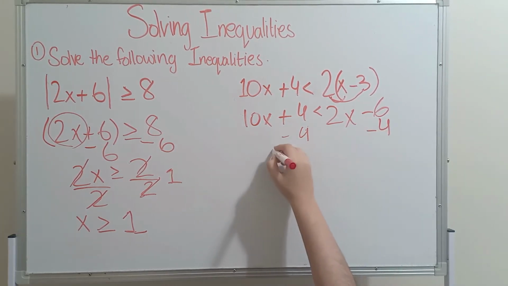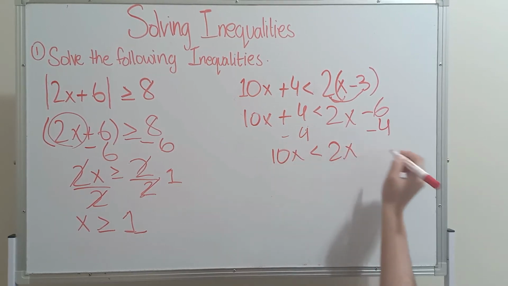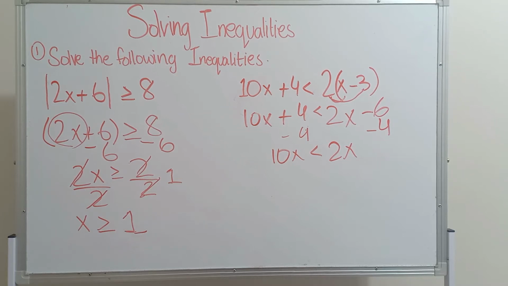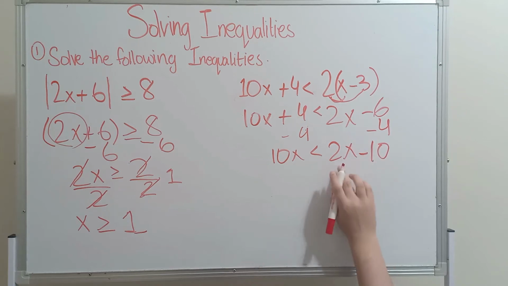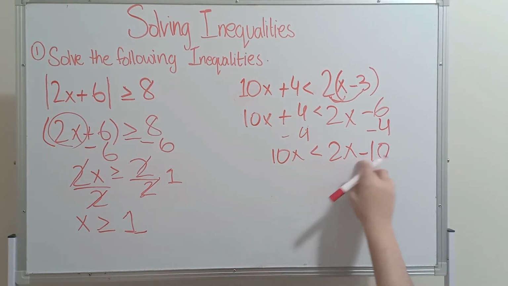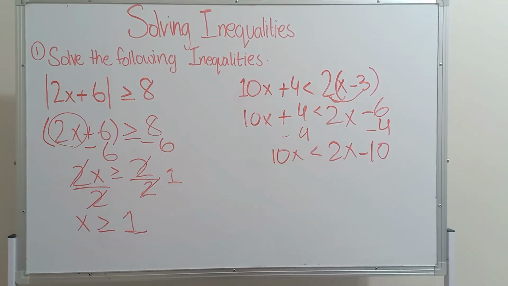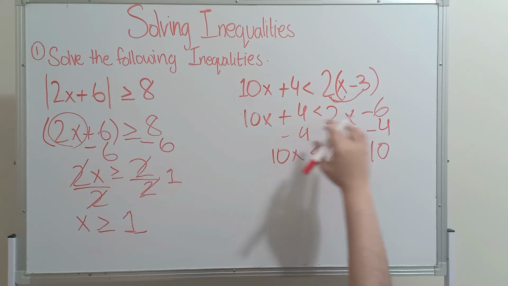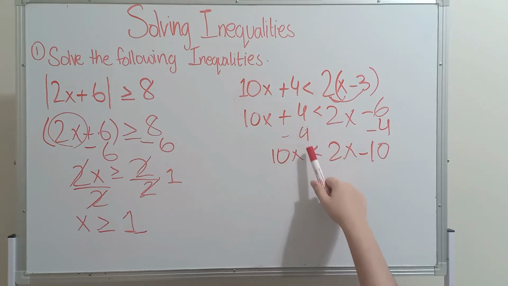Okay, and we will have 10x is less than 2x, and negative 6 subtract 4 is going to give us negative 10. Now we will have to subtract this from this side because we want the variable on one side and the number on the other side. We do not want variables on both sides. So since we have gotten rid of this 4 here, now we are good here.